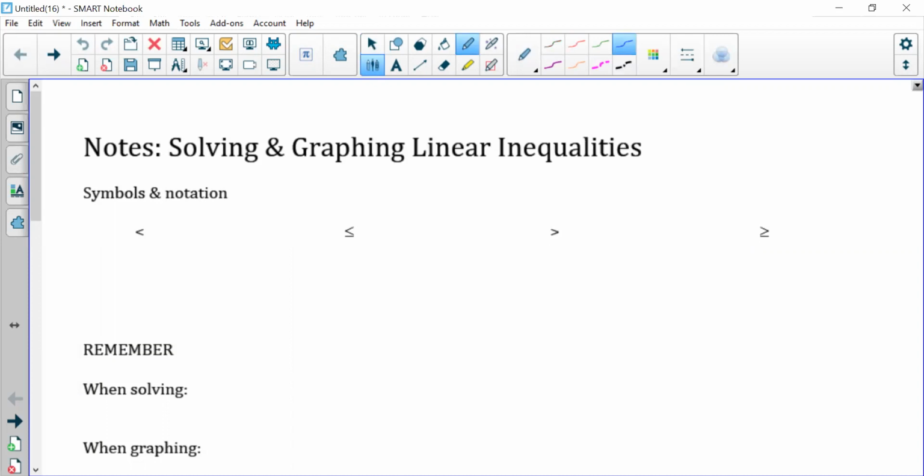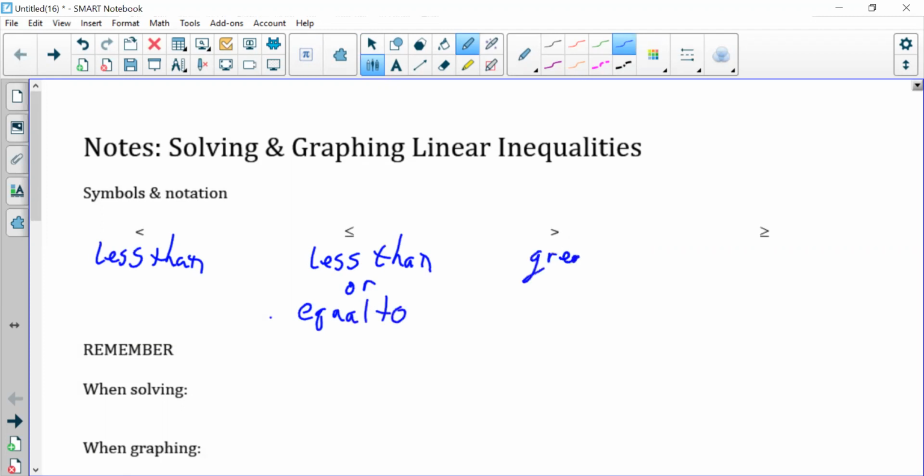Firstly, we're going to start with our symbols and notation. I think it's good to have a quick reminder of what all these symbols mean. So this actually is less than, or equal to, greater than, and this one is greater than, or equal to. Remember, the ones that are also equal to have got this little line underneath of them.